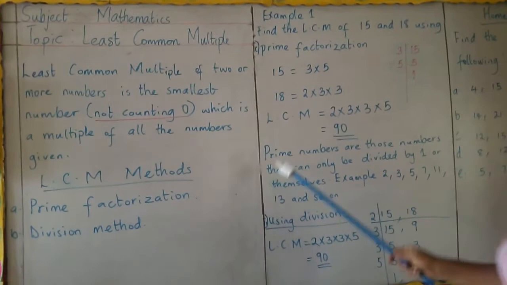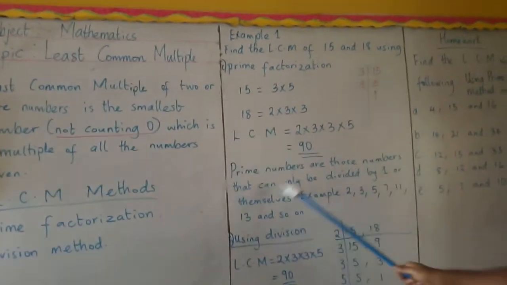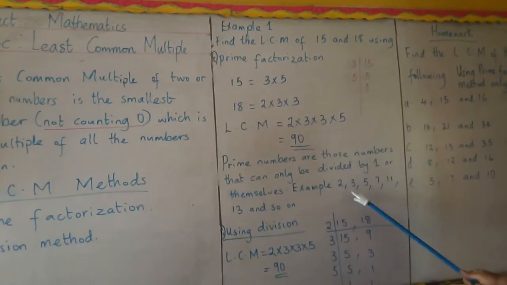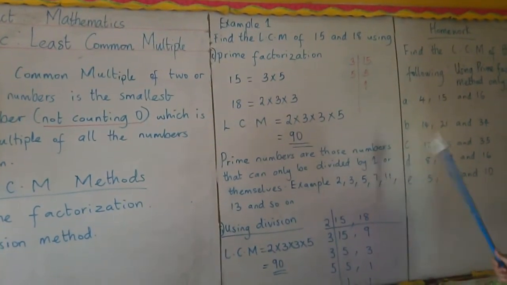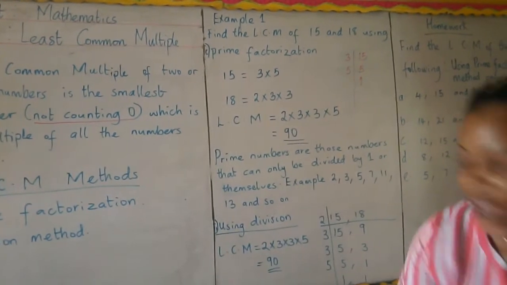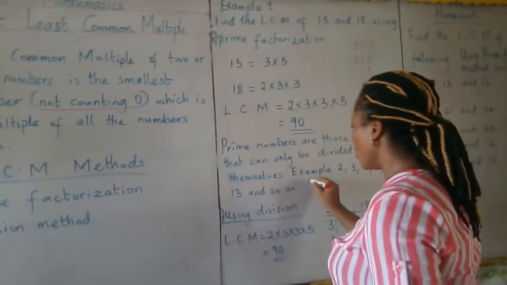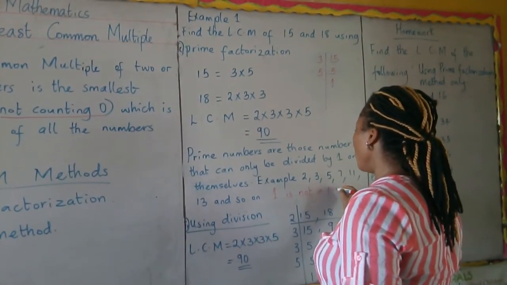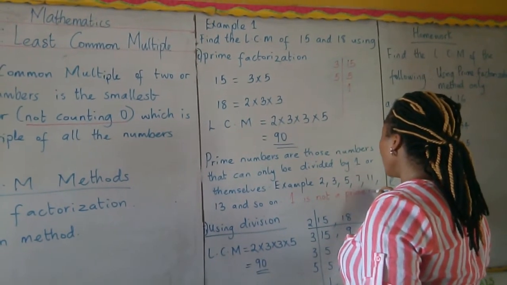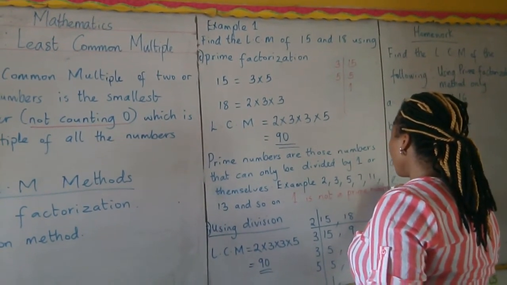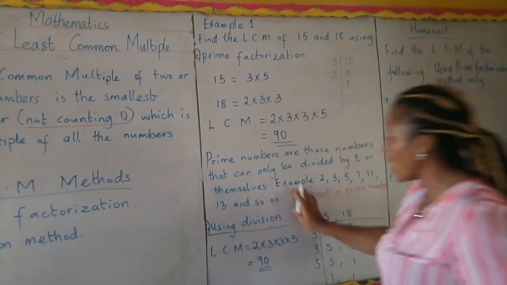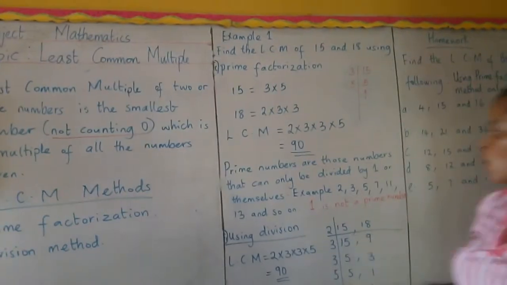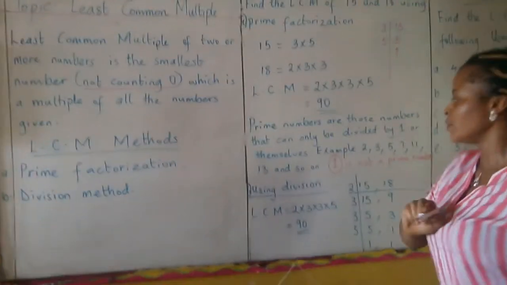Okay, we have prime. We said that prime numbers are those numbers that can only be divided by 1 or themselves. Example, 2, 3, 5, 7, 11, 13, and so on. Remember, 1 is not a prime number. Always have it in your mind. 1 is never a prime number. Each time they ask you to talk about prime numbers, never mention 1 as part of it.